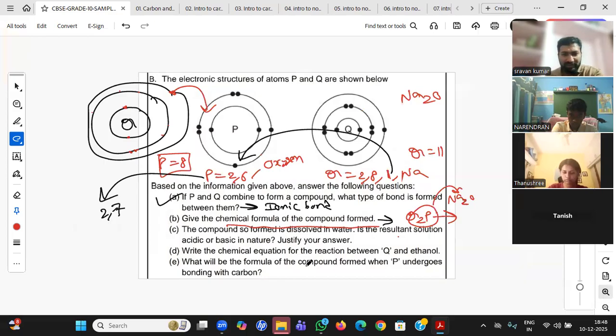Yes, so Megha, how will you give C as an answer, student? For C, how will you give?